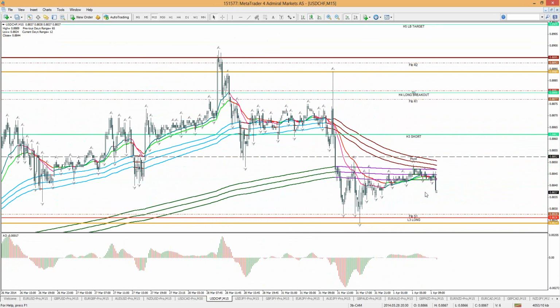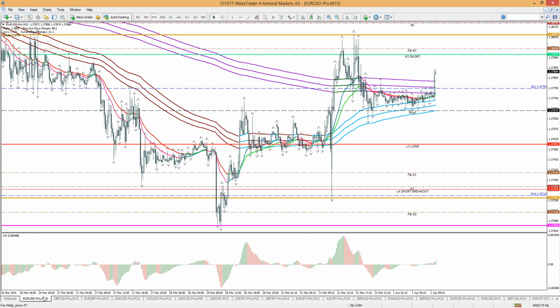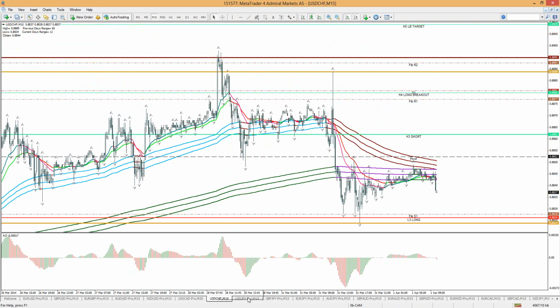Dollar Swissy. Daily high and low here, pretty close by. Daily low, excuse me, also breaking to the downside, just like the euro dollar. So here probably not so much different than the euro dollar. I might as well keep an eye on the euro dollar because it's roughly the same, I would say, going on here on the dollar Swissy.